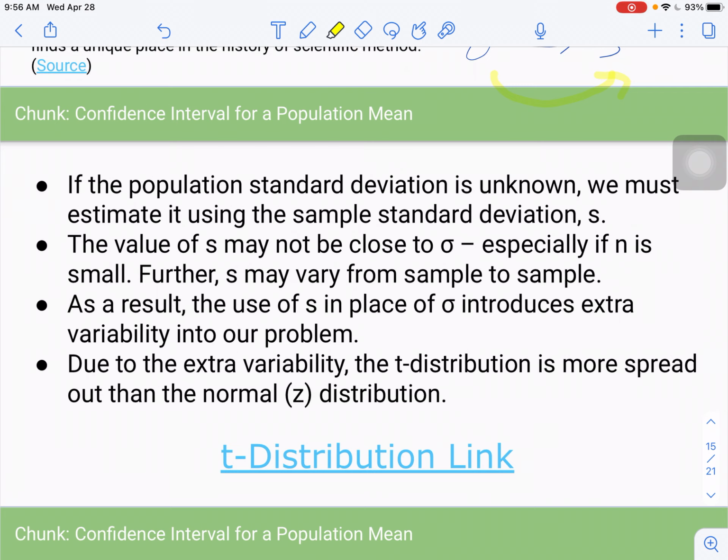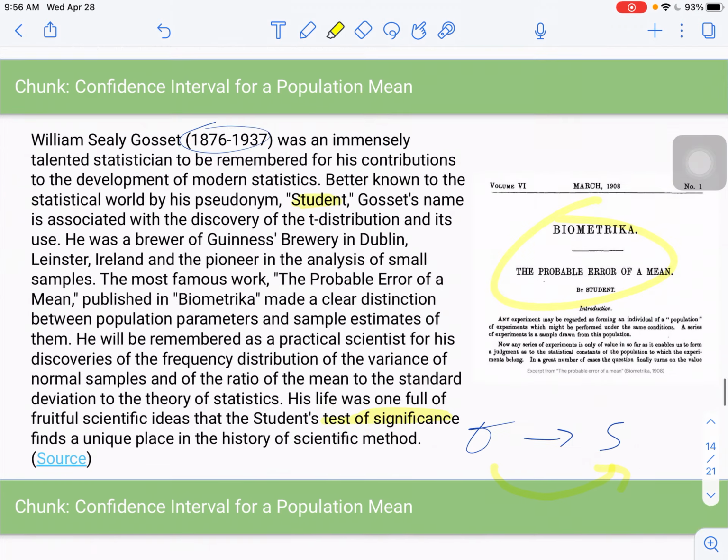So if the population standard deviation is unknown, we must estimate it using a sample standard deviation. Again, that's S. The value of S may not be close to sigma, especially if n is small. So further, S may vary from sample to sample. As a result, the use of S in place of sigma introduces extra variability into our problem, right?